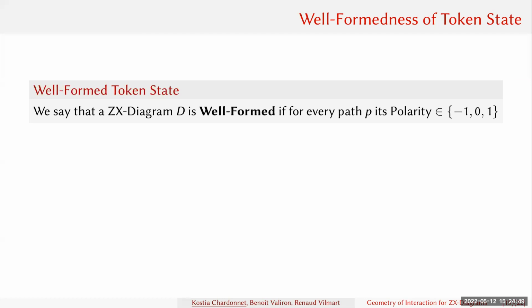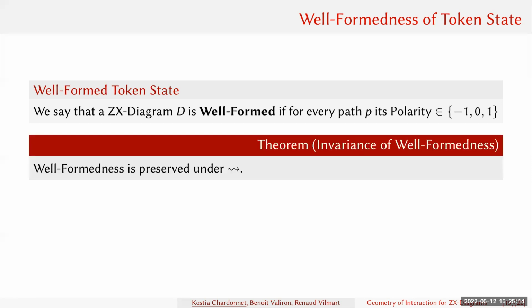And so we say that a ZX diagram is well-formed if for every path, looking at the token on it, the polarity is between -1 and 1. So the intuition is that you may have multiple tokens at some point on your path, but they will all cancel each other out until there is at most one token at the end, either following the path or going against it. Or you can have no token at the end. We have that the well-formedness is preserved under the reduction rule.